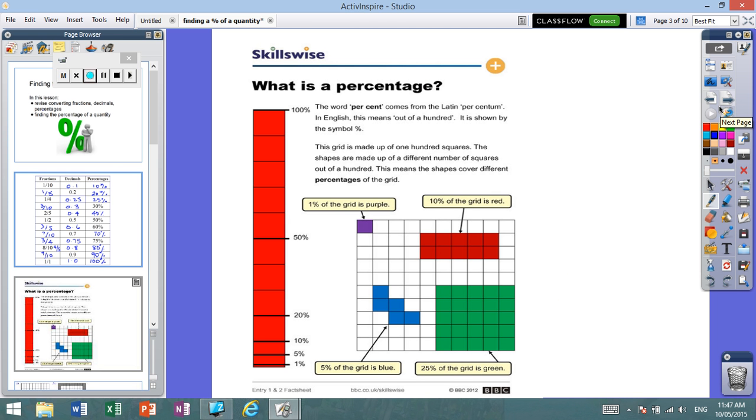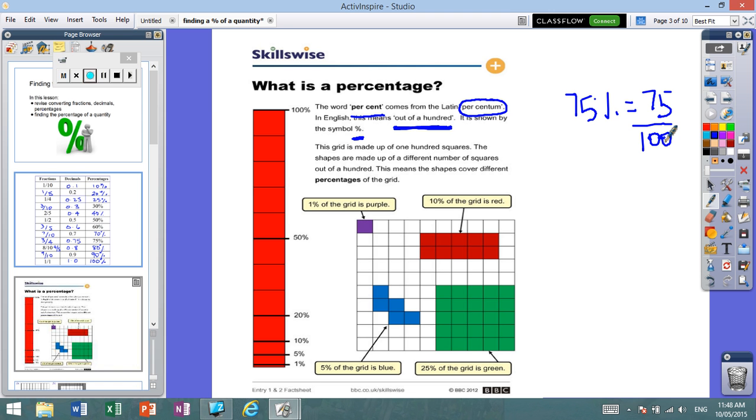So we're going to be concentrating a little bit more on what a percentage is, and as I've said before in the definitions, the word percent comes from the Latin words per centum, which means out of 100. So whenever you see this, that number is out of 100. So if we had 75%, it is basically saying that it is 75 out of 100.